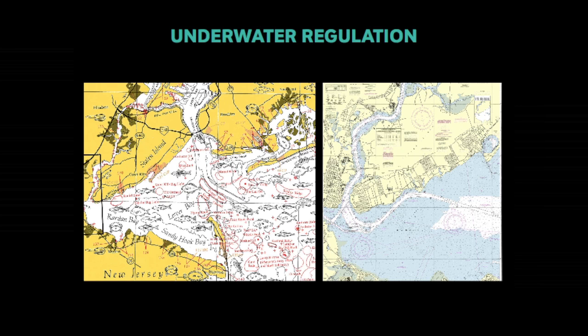Here you can see on the left a map of fisheries, which might be the most important aspect to the U.S. Fish and Wildlife Service, and on the right, just a NOAA chart. And of course, the U.S. Army Corps of Engineers, their priority is to maintain these navigable channels for oil tankers, et cetera.